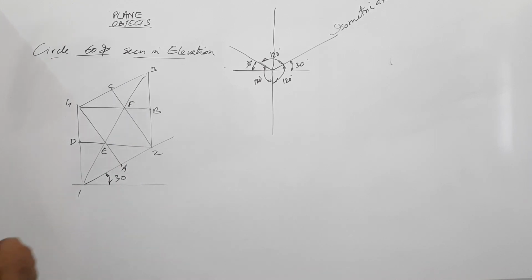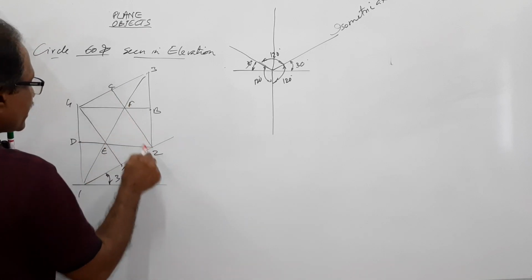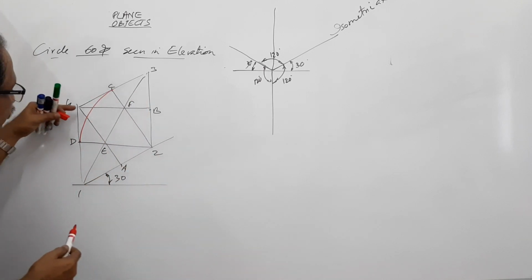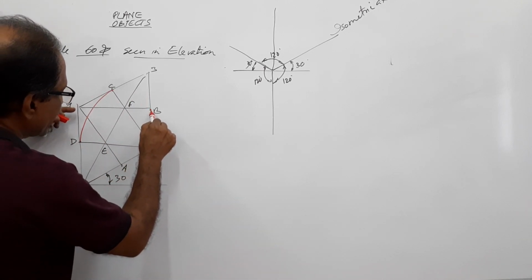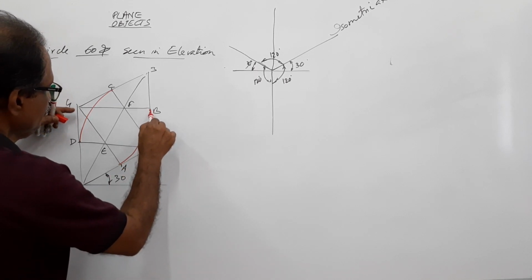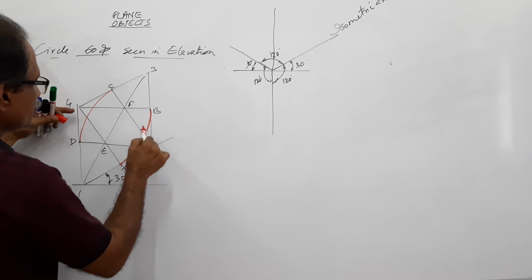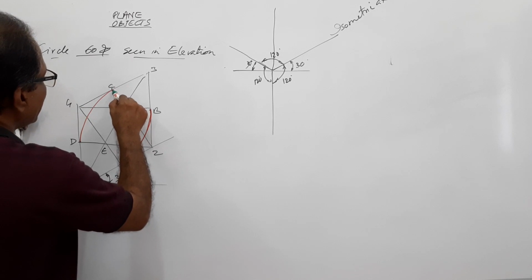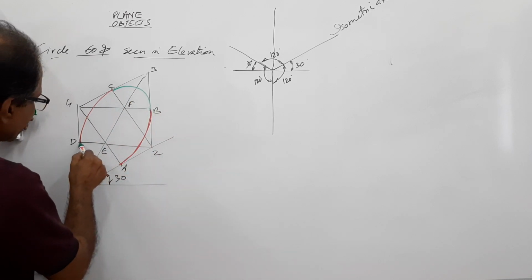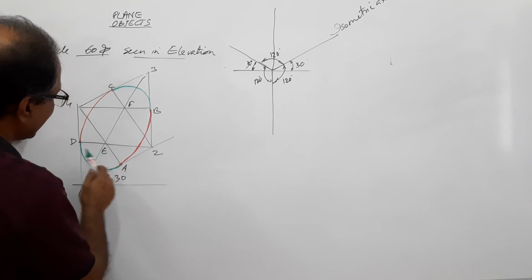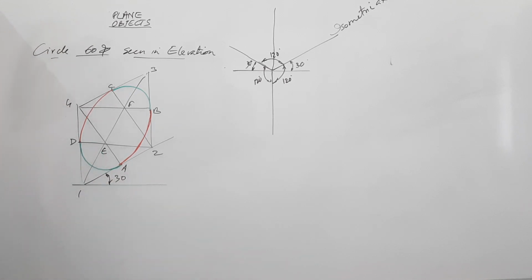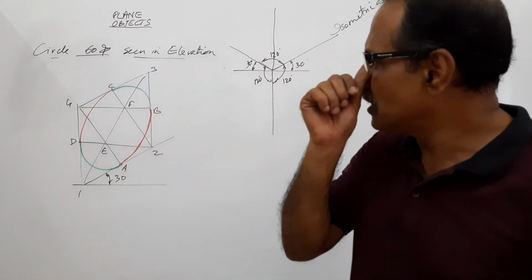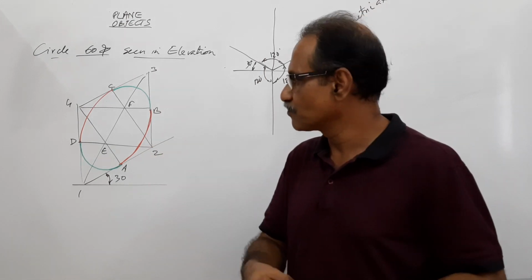Now, after getting these points, with 2 as center and 2C equals 2D as radius, draw an arc between C and D. 4 as center, 4A equals 4B as radius, draw an arc between A and B. F as center, FC equals FB as radius, draw an arc between B and C. E as center, EA equals ED as radius, draw an arc between A and D. What do you get? You get an ellipse. A beautiful ellipse, right? And this ellipse is nothing but the isometric view of a circle seen in elevation.